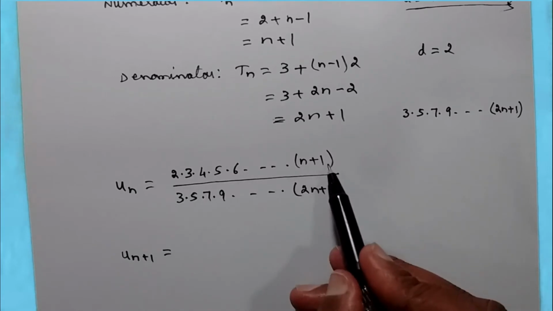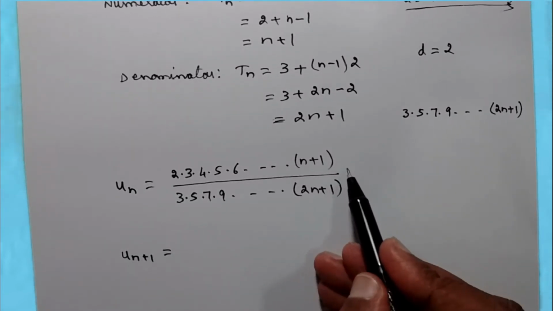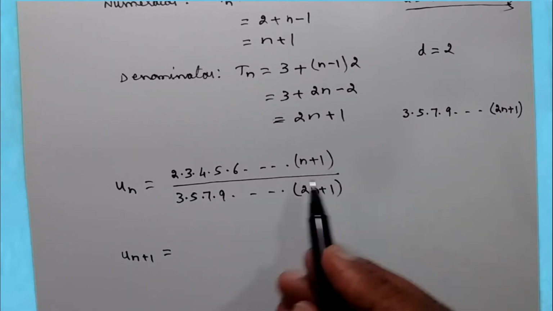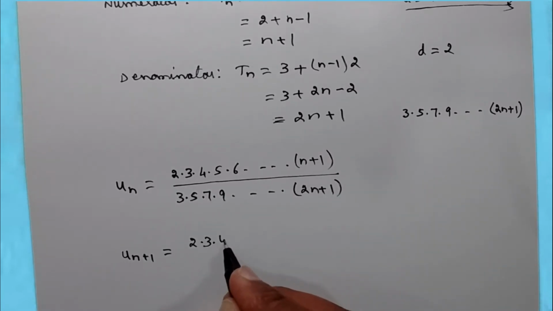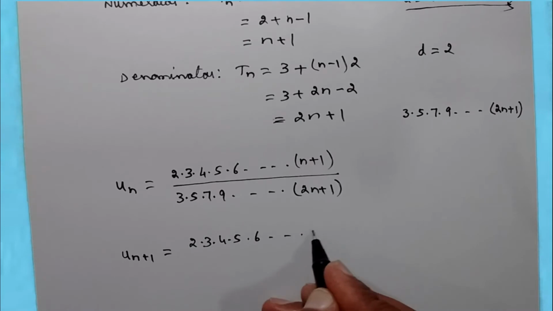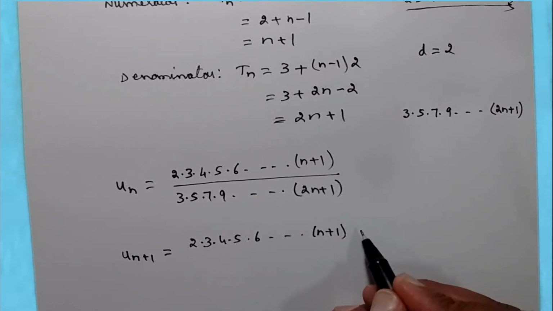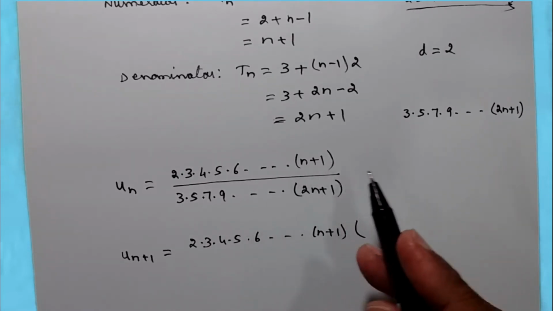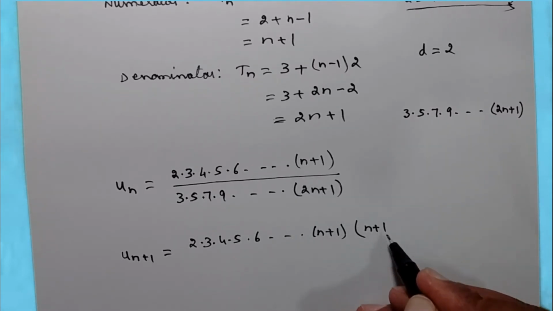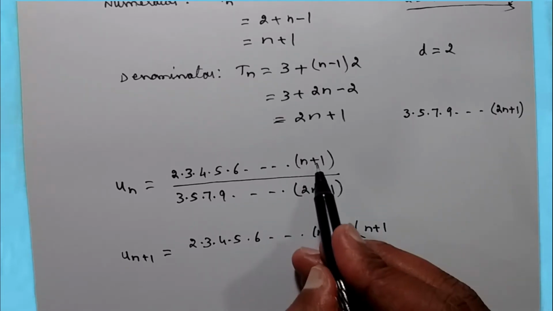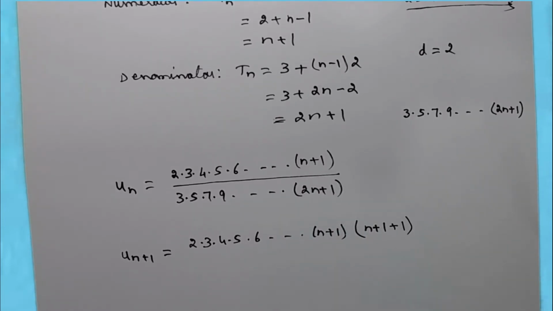So the un term is so much. Un plus 1 means one additional term, the n plus 1th term. So this series expression will be the same, that is 2 into 3 into 4 into 5 into 6 up to the nth term. It will be the same, with one additional term, the n plus 1th term. That means you have to replace n by n plus 1. So n will become n plus 1, and this plus 1 will remain as it is. This is the n plus 1th term.